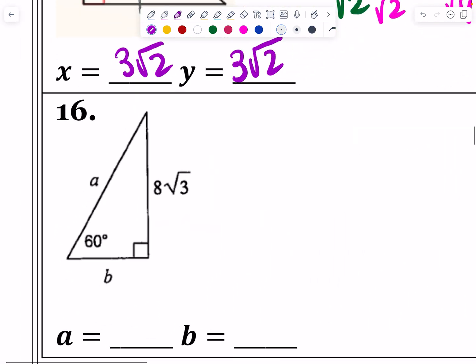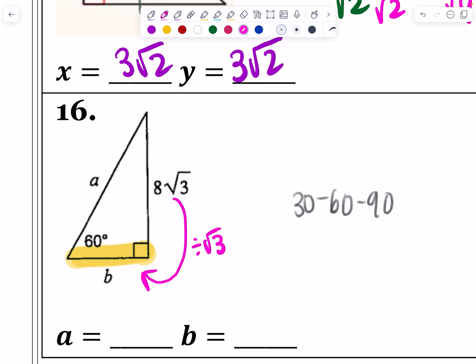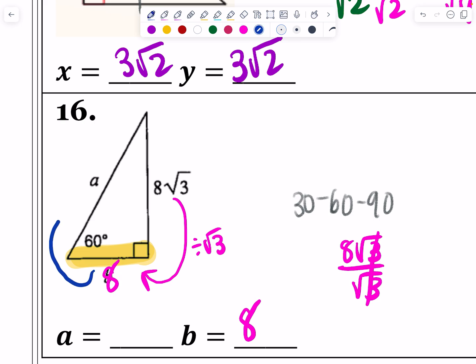Number 16, I've got a long leg and I want to get to the short. This is a 30, 60, 90 triangle. So in a 30, 60, 90 triangle, how do I go from my long leg back to my short leg? I'm getting smaller, so I'm going to divide by root 3. So let's see what happens. It's going to be 8 root 3 over root 3. The root 3's cancel, and my short leg is simply 8 for B. If my short leg is 8, how do I get to my hypotenuse? It's getting bigger, so I'm going to multiply by 2. 8 times 2 gives me 16 for A.